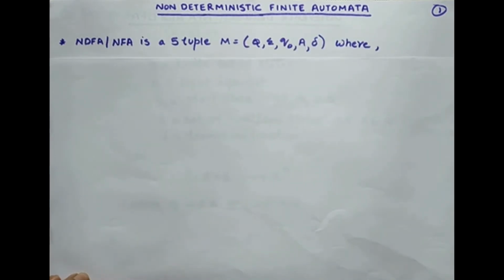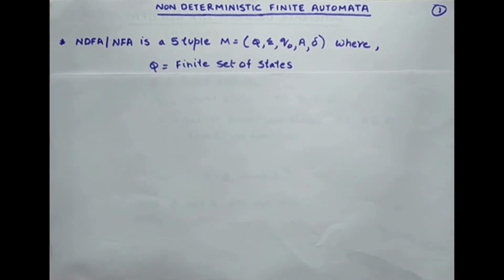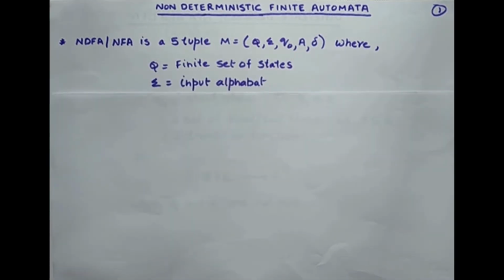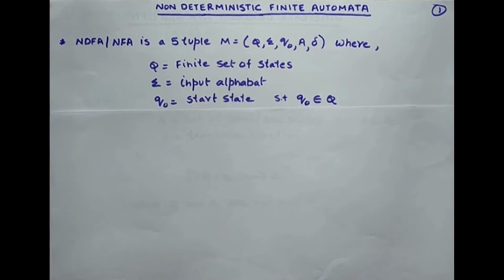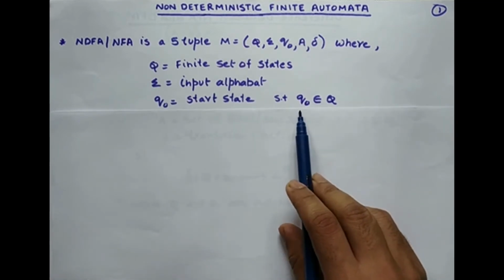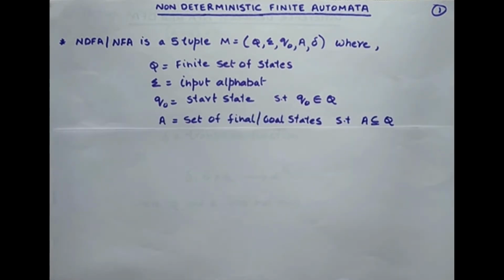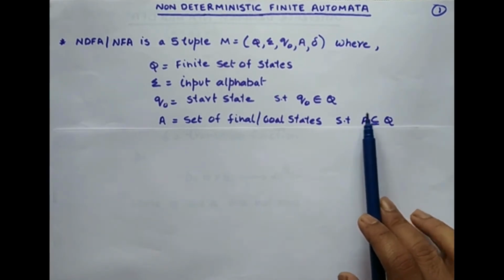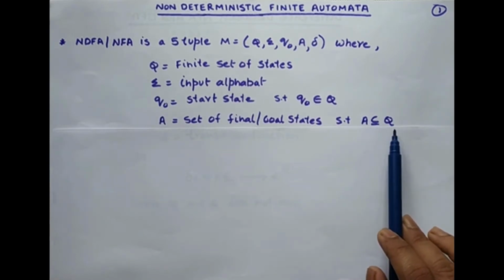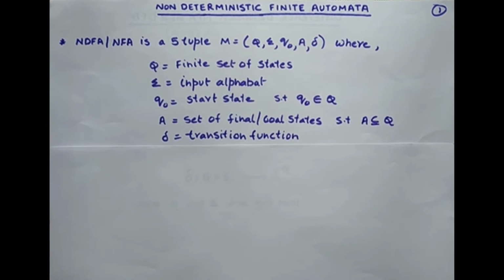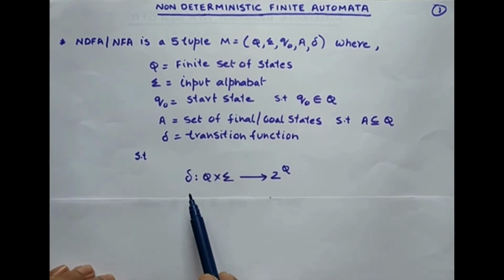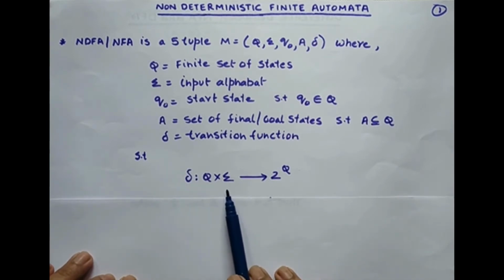Non-deterministic finite automata, also called NFA, is a five-tuple M equal to (Q, sigma, q0, A, del), where Q is a finite set of states, sigma is the input alphabet, q0 is the start state such that q0 is one of the states belonging to Q, A is the set of all the final states or goal states such that that set of goal states is itself a subset of Q, and del is a transition function such that del can be written as a cross product of each state over each input, taking you to 2 raised to Q possible states.